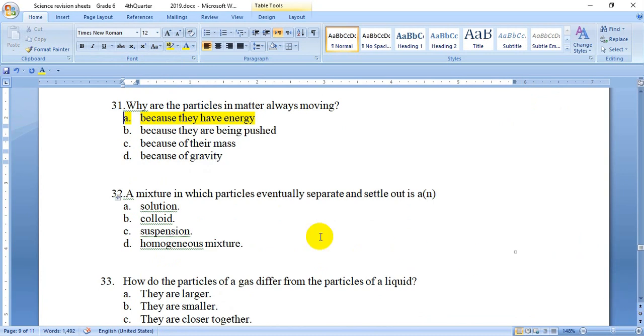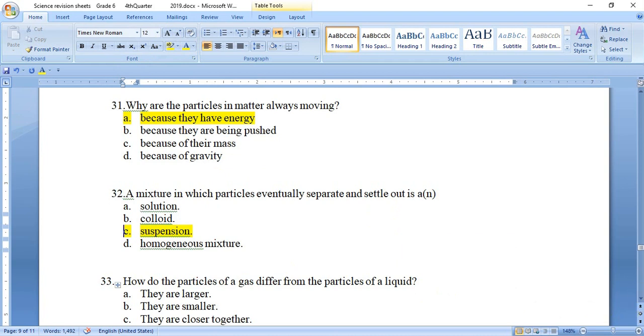Question 32. A mixture in which particles eventually separate and settle out. Which kind of mixture? The particles settle out and move down from this mixture. Yes, this is a suspension. We said that in a suspension the particles are too large, you can see them, and because of gravity they settle out from the mixture.